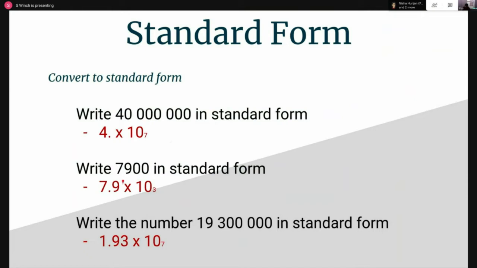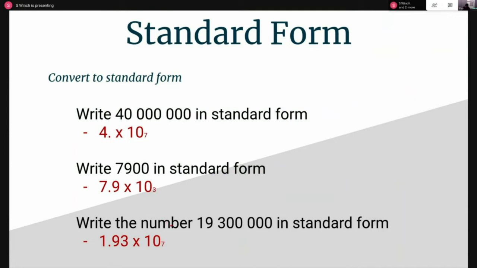Okay, I'm going to quickly breeze through these two. We've got 7,900. 7.9, our decimal place goes at the front there. 7.9 is, of course, between 1 and 10, so 7.9 times 10 to the power of 3, because we've moved it once, twice, 3 times.